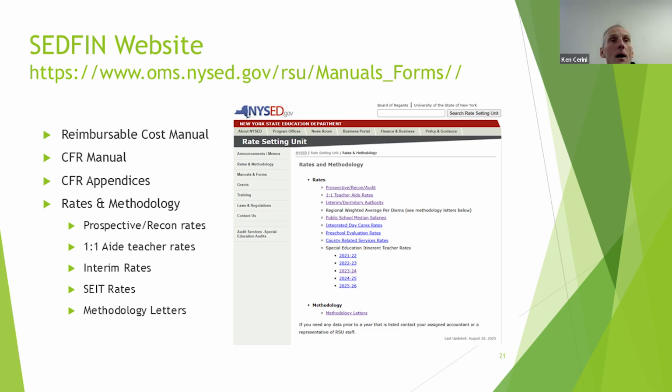You've got in here the regional weighted average per diems, which we use all the time when we're looking at executive comp. I'm sorry, that's the public median salaries, to see what the executive comp will be. The regional median weighted average per diems, if you go to the methodology letter, which is at the very bottom of there, and you go to the very back, there's a whole bunch of additional information at the back. And within there is the average salary for your self-contained classroom.